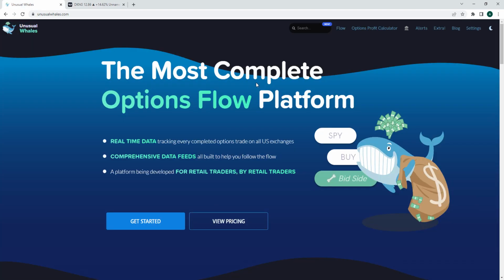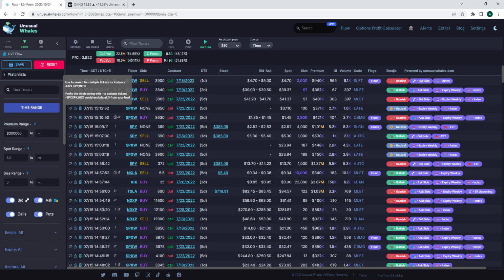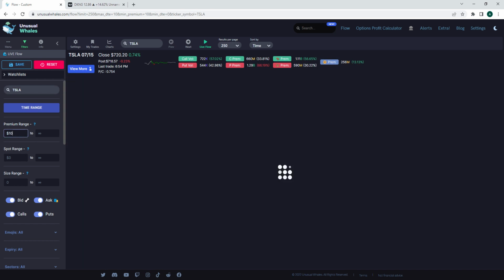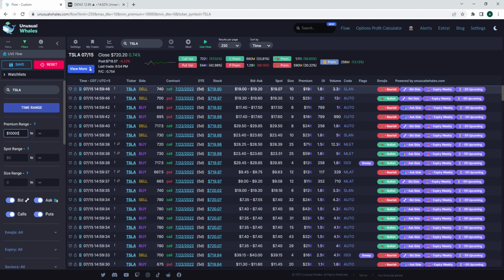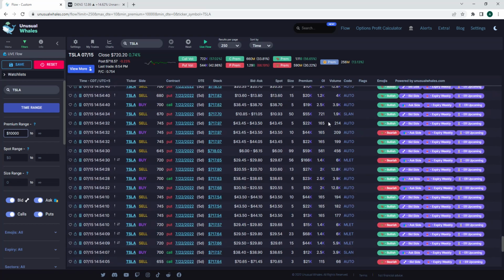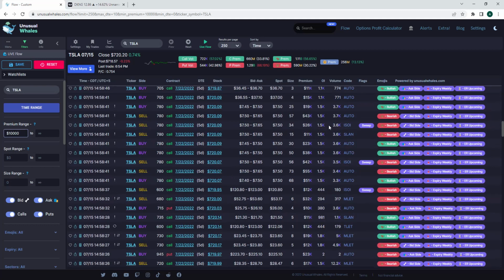If you head on over to Unusual Whales and go up into the flow, I'll show you what I mean. Starting with Tesla, let's say we go into the premium range and put in 10,000. Once you put in 10,000, you can see how much flow we have, and we don't need all this. This is too much noise. This is too much data.